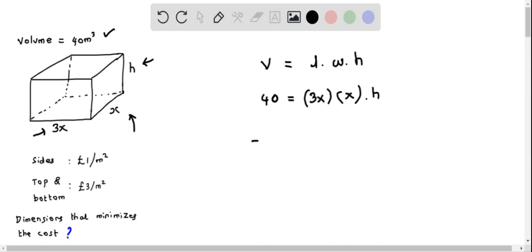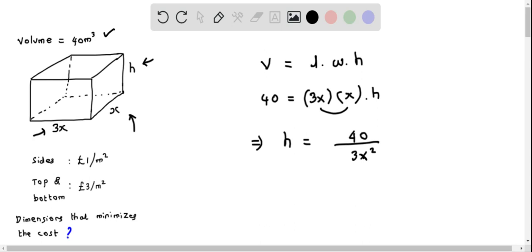Using this equation, we can determine the expression for h. So therefore, h equals 40 divided by, this is 3x times x is 3x squared. So this is the expression for the height of the box.